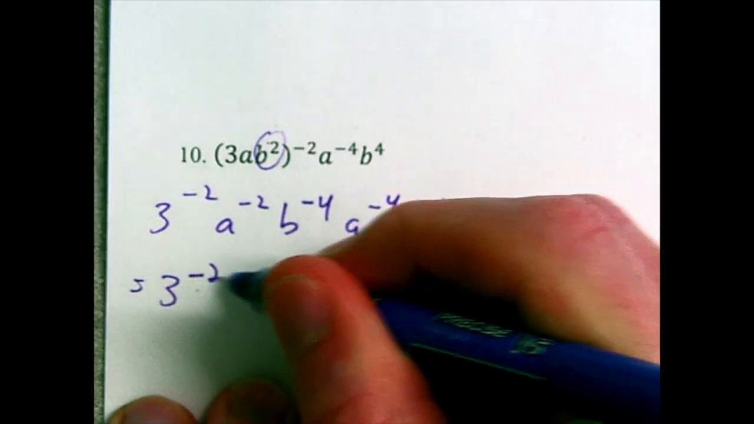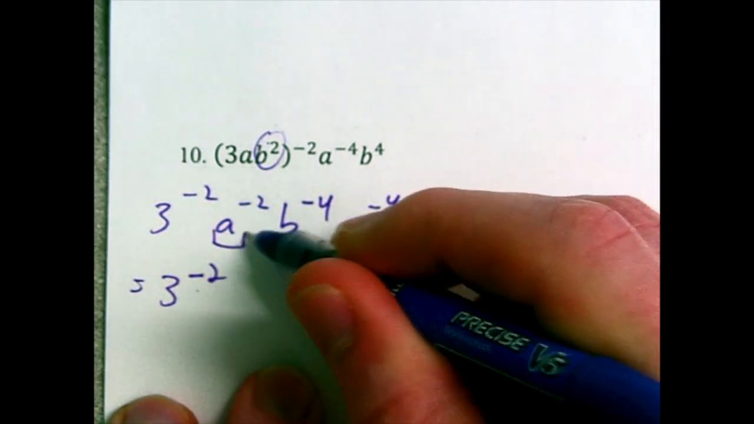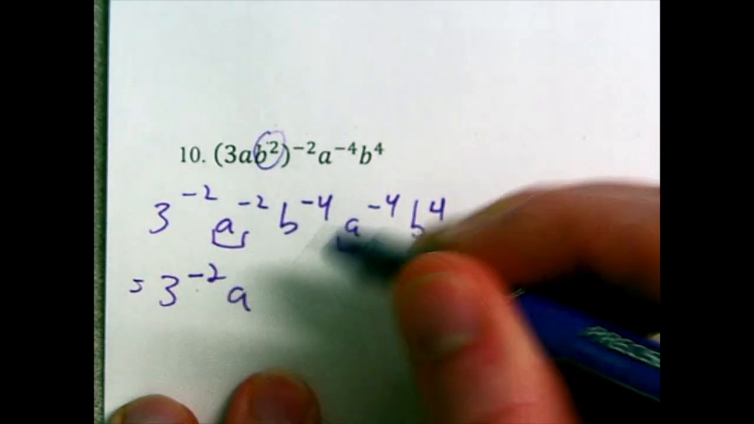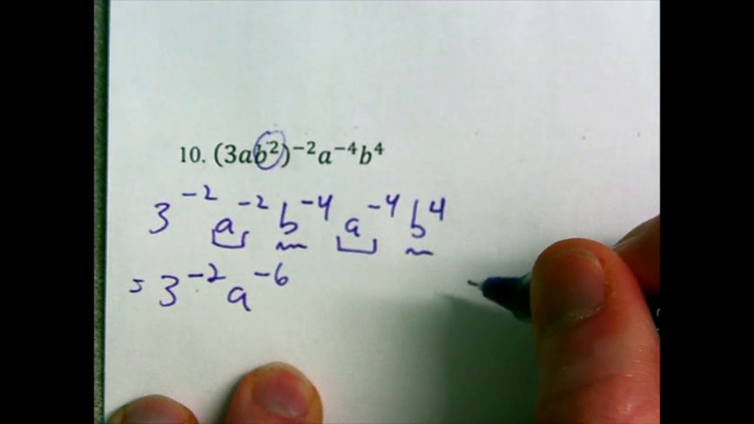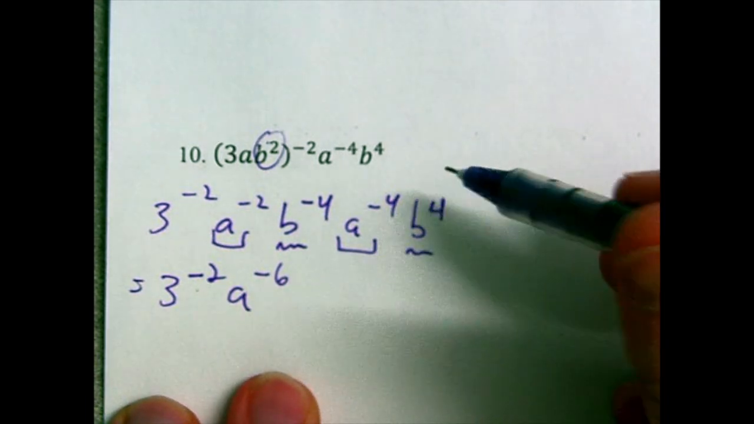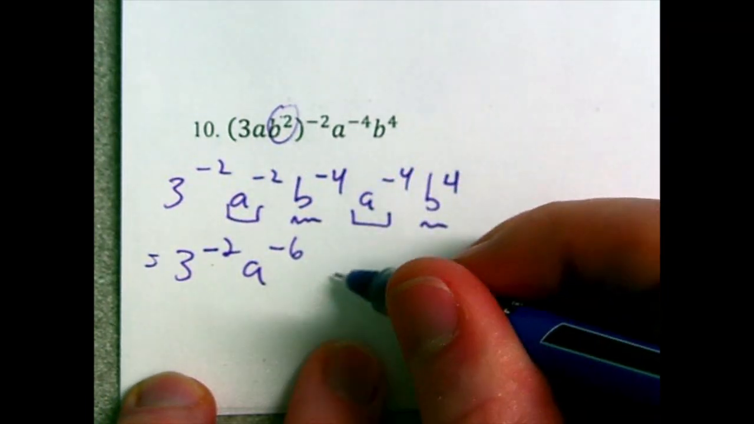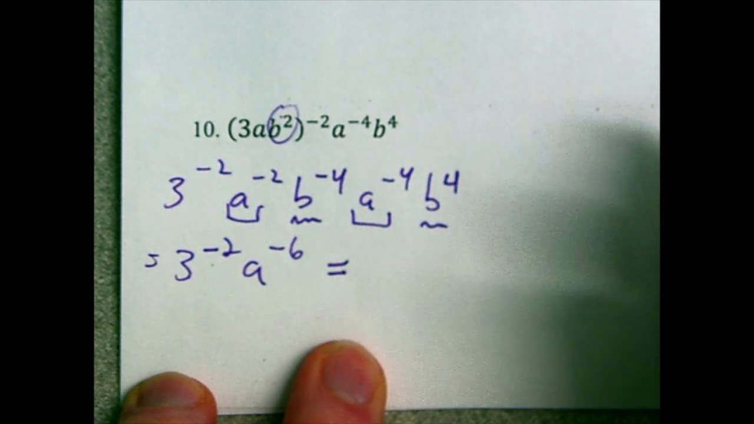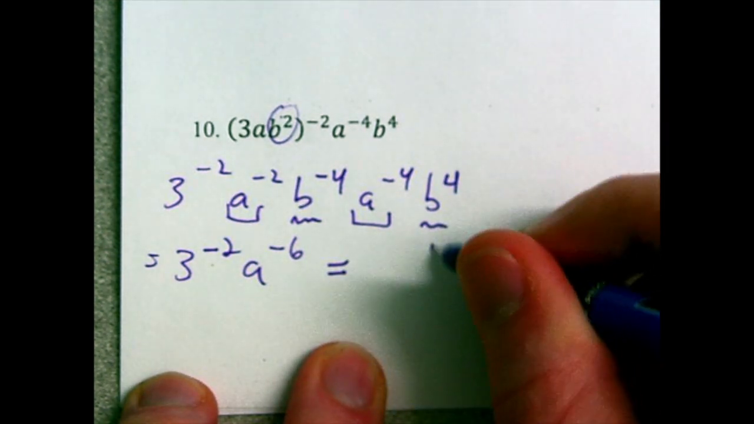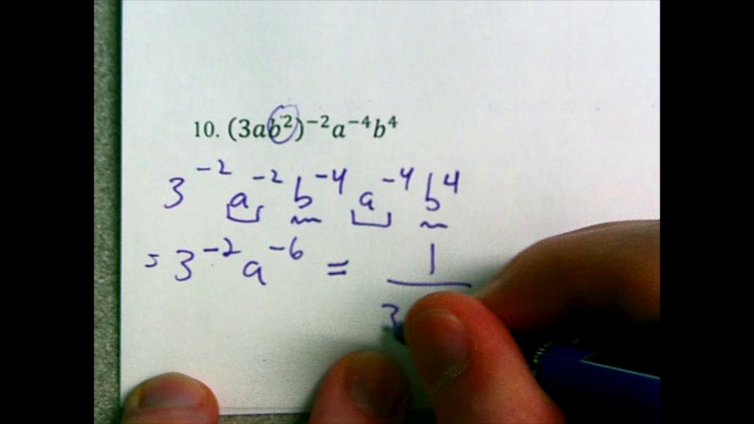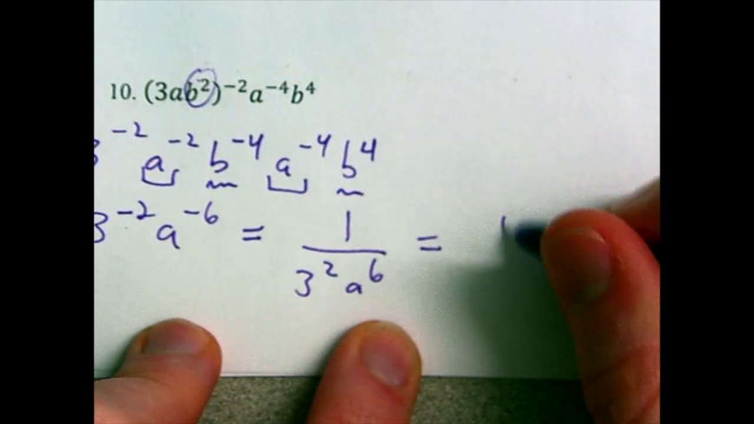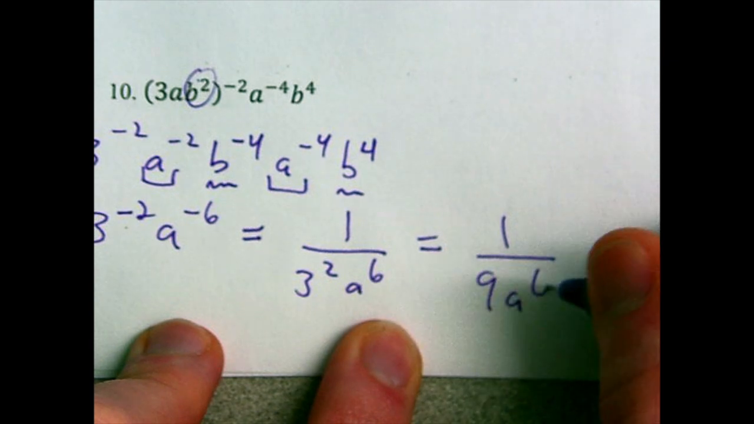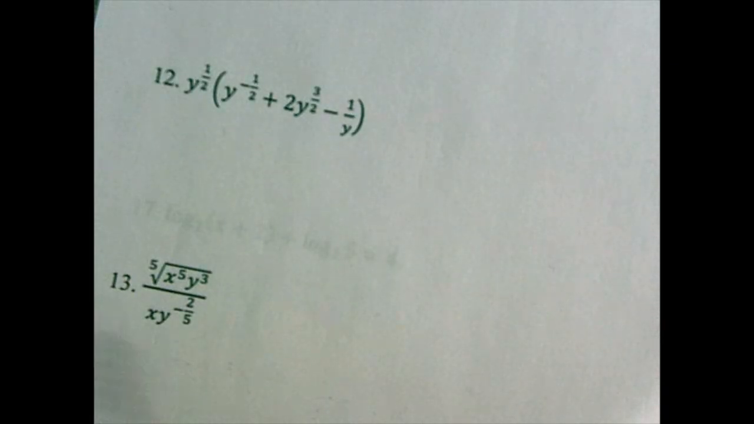Let me do that. So when you combine the two a's, you add those exponents, so you have a to the negative 6. With the b's, actually the b's just disappear, right? You get b to the 0, which is 1. So both of these things have negative exponents, so they both go into the denominator. You get 1 over 3 to the positive 2, a to the positive 6, which of course is just 1 over 9, a to the 6th. Okay, more of these.